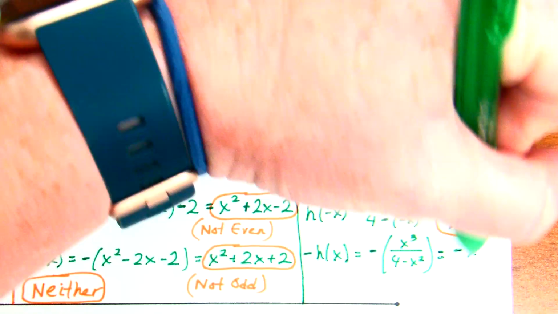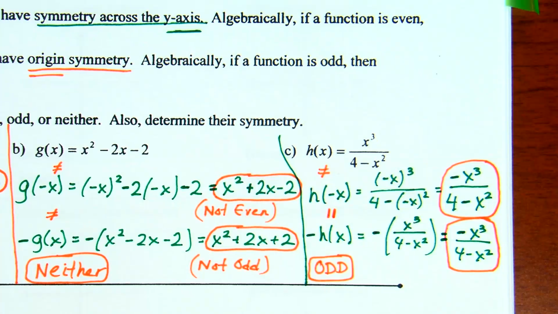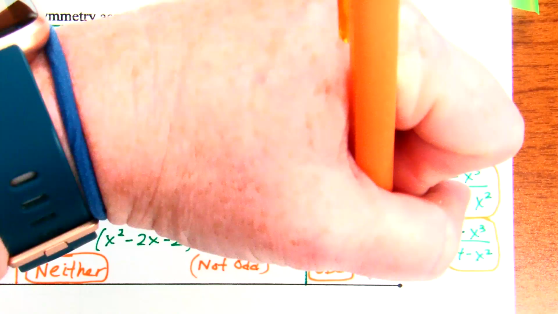And so what do you notice then? H of negative x and negative h of x are equal. Based on the algebra, if they're equal, what do we officially say? It's odd. What kind of symmetry are you going to expect to see? Origin symmetry. So this is going to be symmetric across the origin.